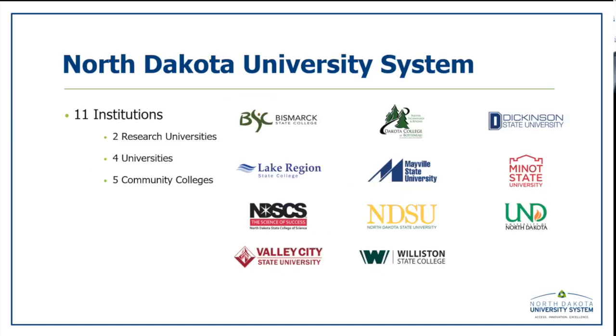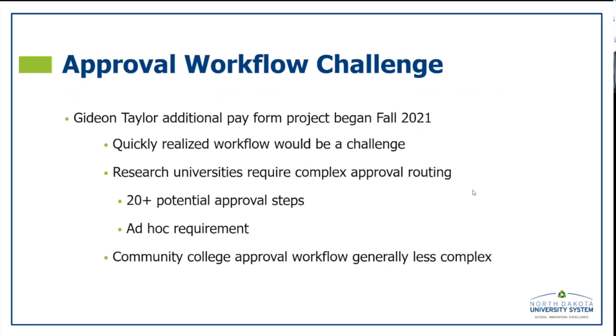The North Dakota University system is comprised of 11 institutions. We have two research universities, 4 universities, and 5 community colleges. We set out to create an additional pay or supplemental pay form, and that project began in the fall of 2021. And the first thing we realized is that workflow was going to be a huge challenge.